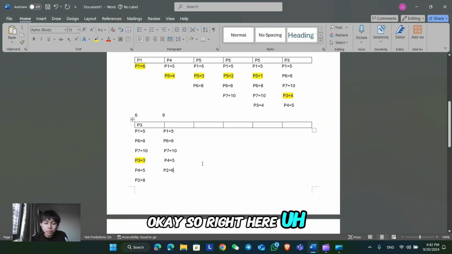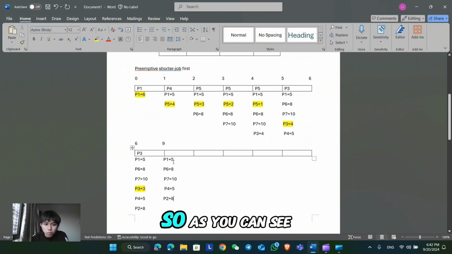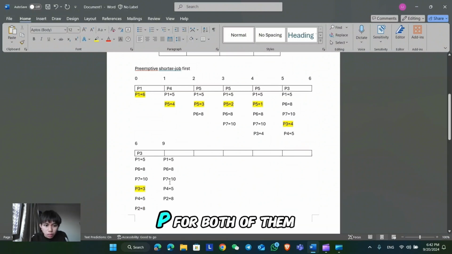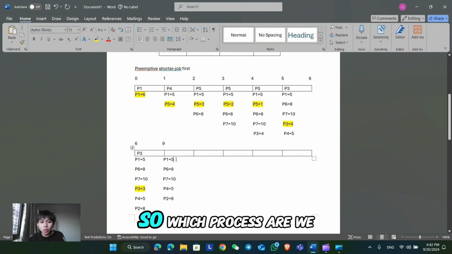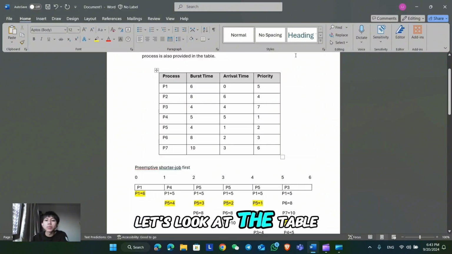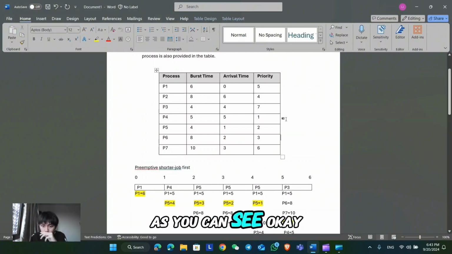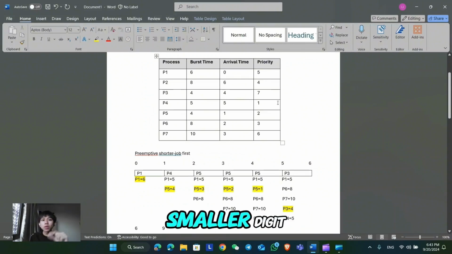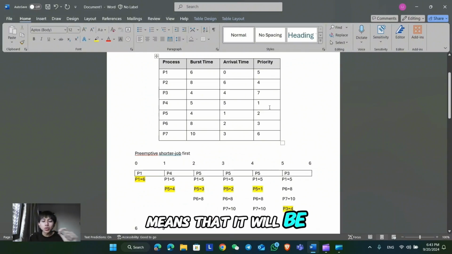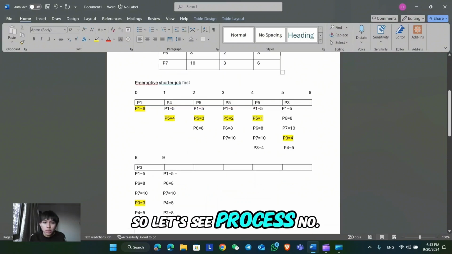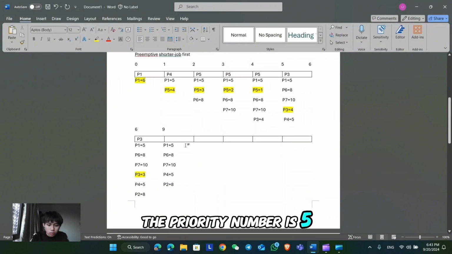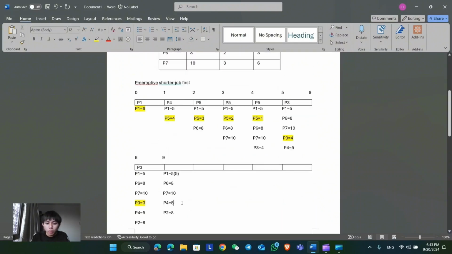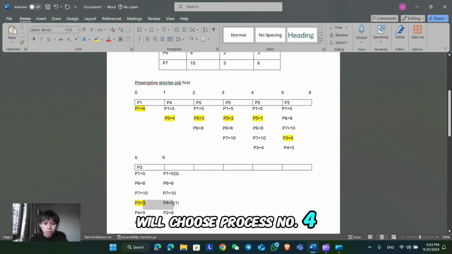As you can see right here, we got some problem, because P1 and P4 both have the same burst time. So which process are we going to choose? Let's look at the table and the priority section right here. We will choose the process by looking at their priority. In this case, the smaller priority digit means it will be chosen to be executed first. Process number 1, the priority number is 5. For process number 4, the priority is 1. So right here, we will choose process number 4.